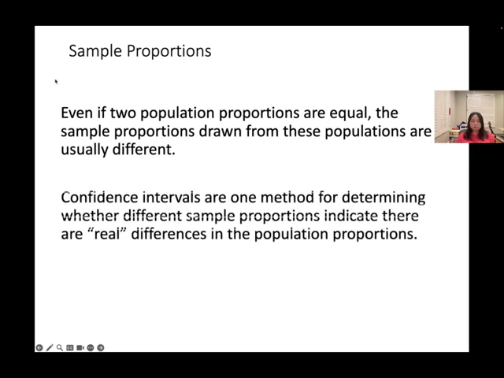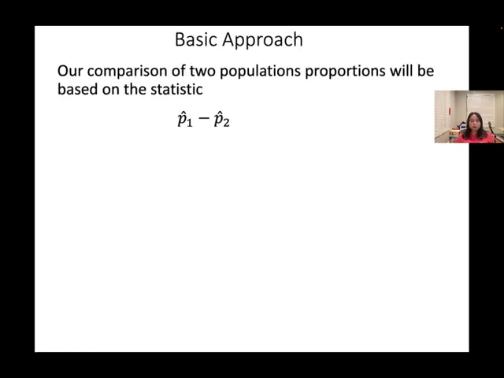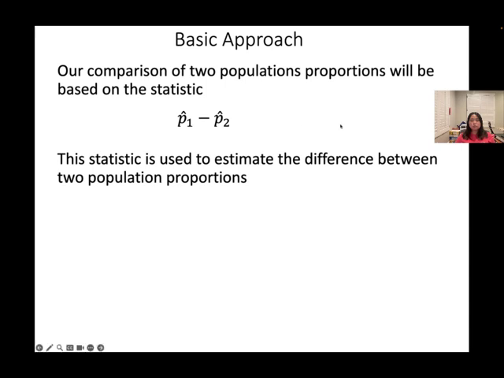Basic approach. Our comparison of two population proportions will be based on the statistic p hat 1 minus p hat 2, the difference between sample proportion 1 and sample proportion 2. This statistic is used to estimate the difference between two population proportions. The idea is pretty similar to Section 7.4, where we use the sample proportion to estimate the population proportion. Since we now have two different populations, we find the difference of sample proportions 1 and 2 to estimate the difference of population proportions 1 and 2.